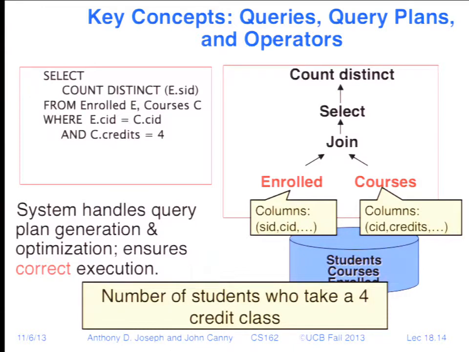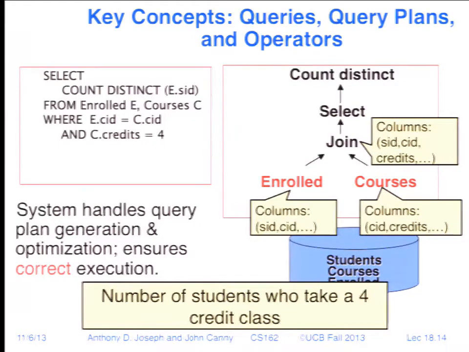Okay, so the columns coming up from the two tables are listed here. The join is going to produce a union of all the columns with just one CID field because they've been matched between the two tables. That's going to go up to the select, which is going to apply the predicate filter. And count distinct is actually going to need them to be sorted by SID so that it can count contiguous blocks. So there's going to be an implicit sort in here in order to do that.